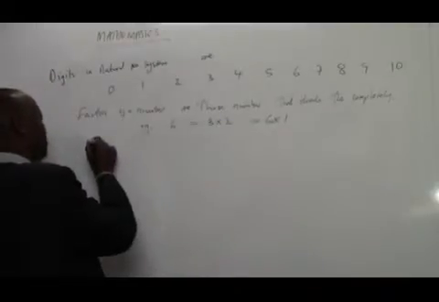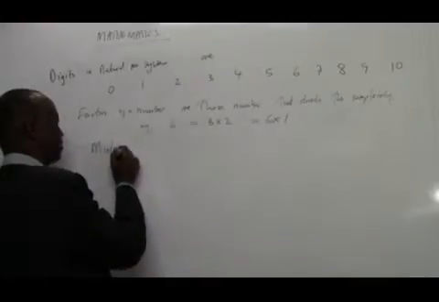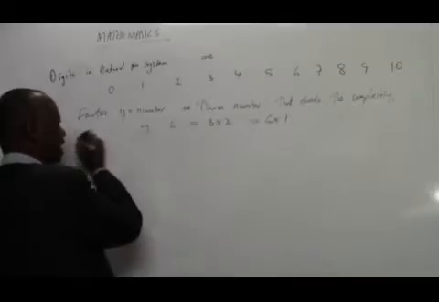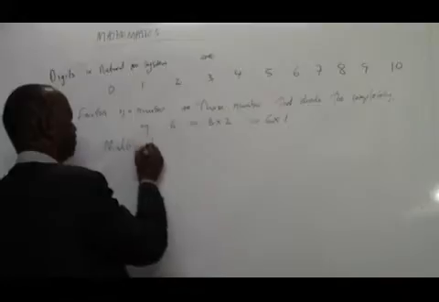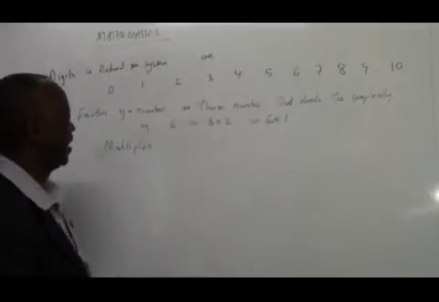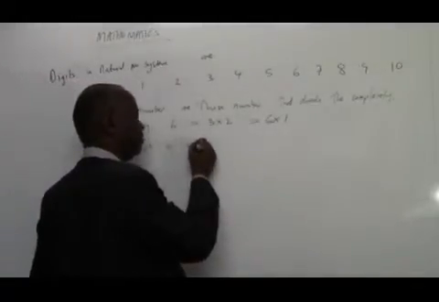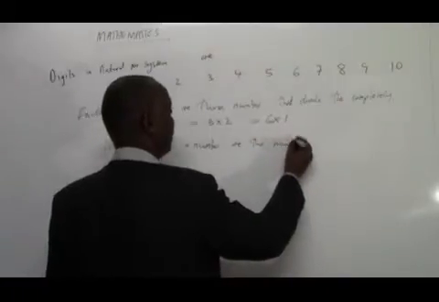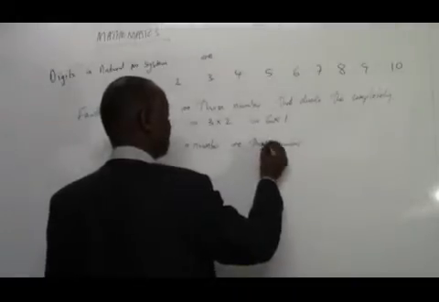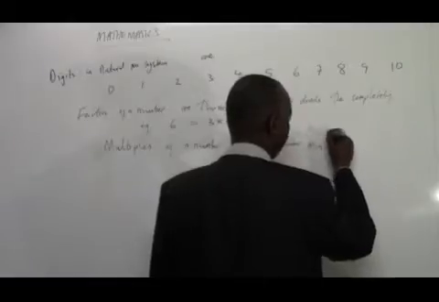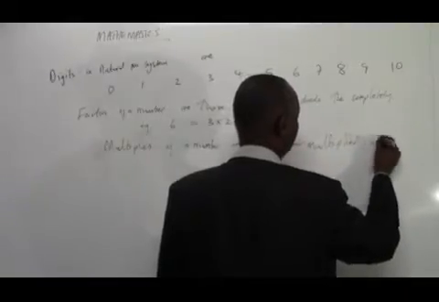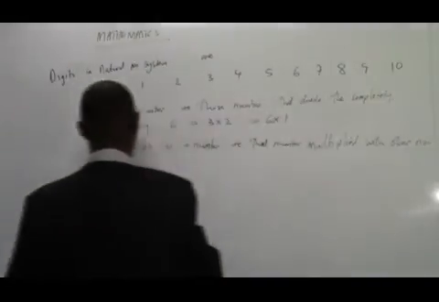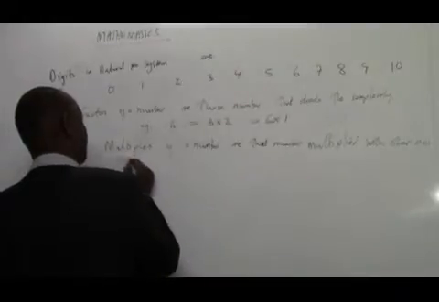Now let's look at multiples of a number. Multiples of a number are that particular number multiplied with other numbers, maybe including 1, starting from 1. You can even start from 1.